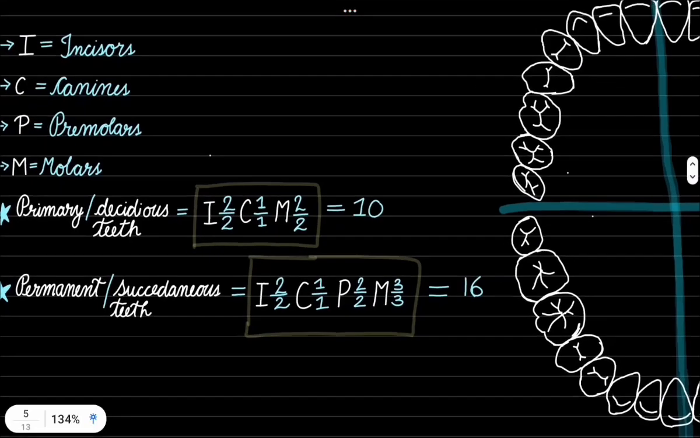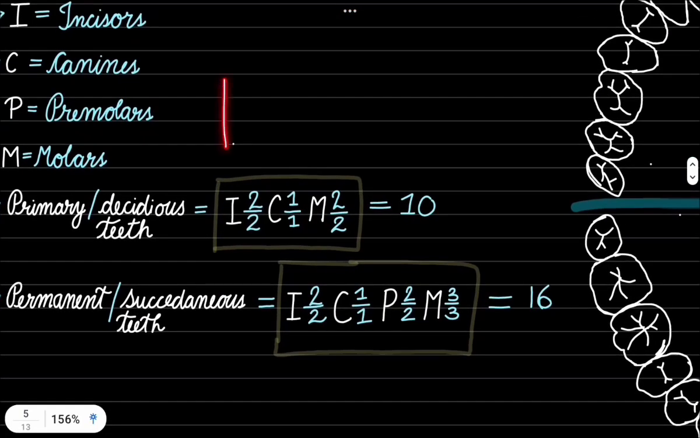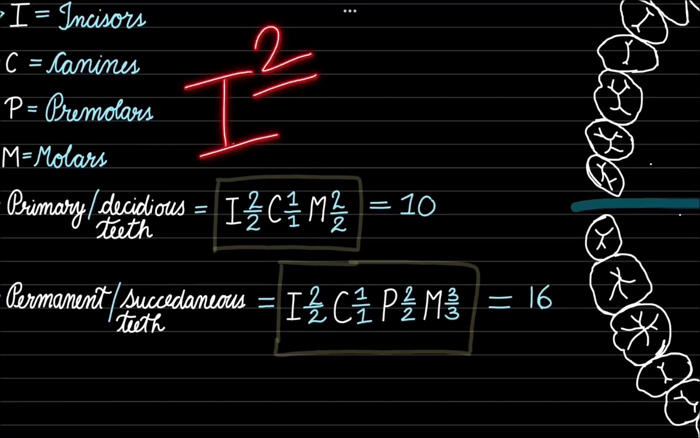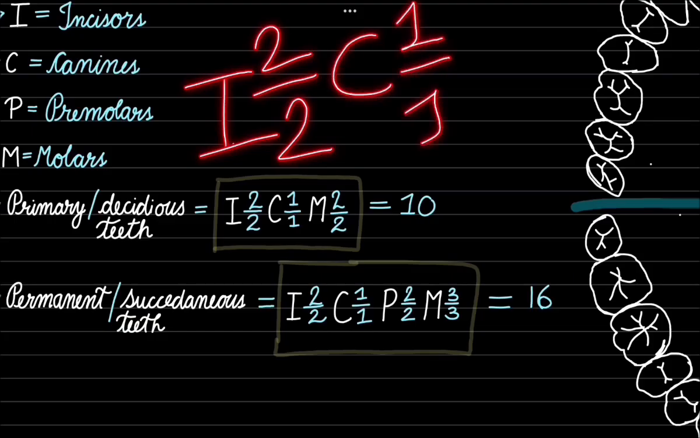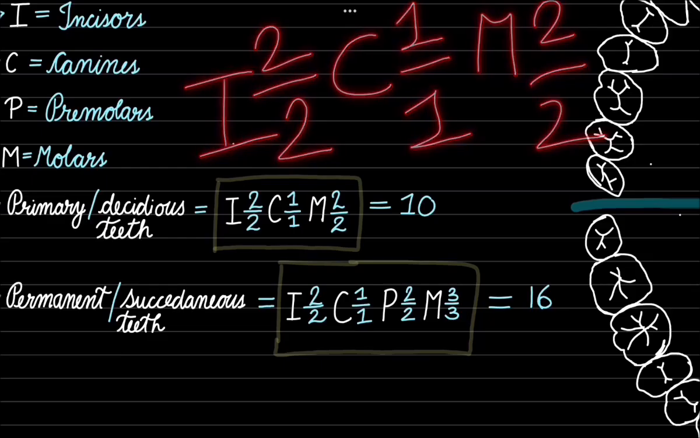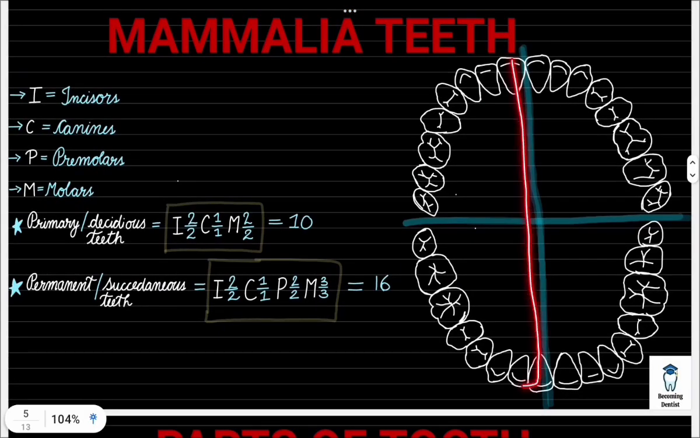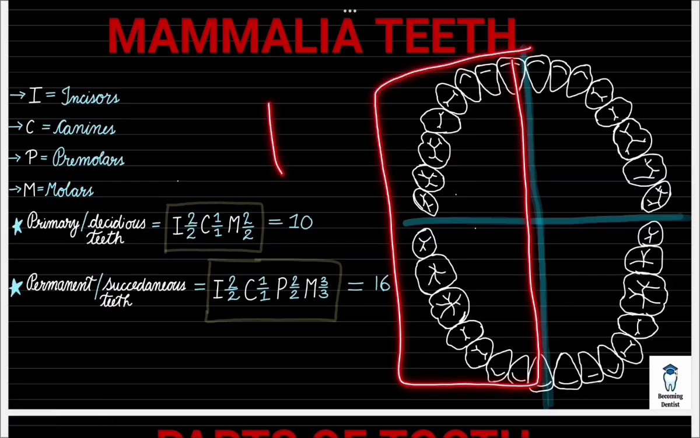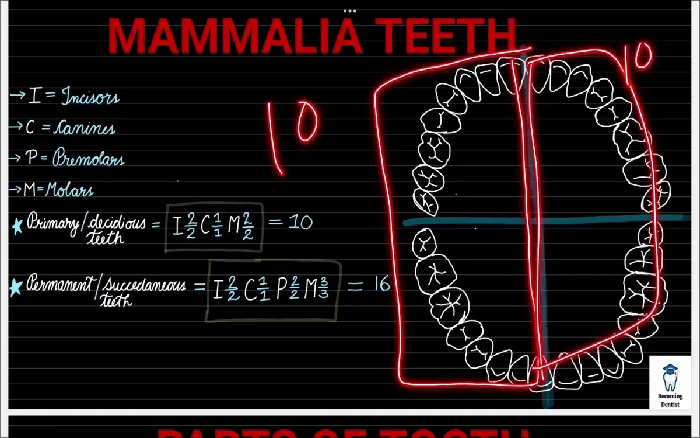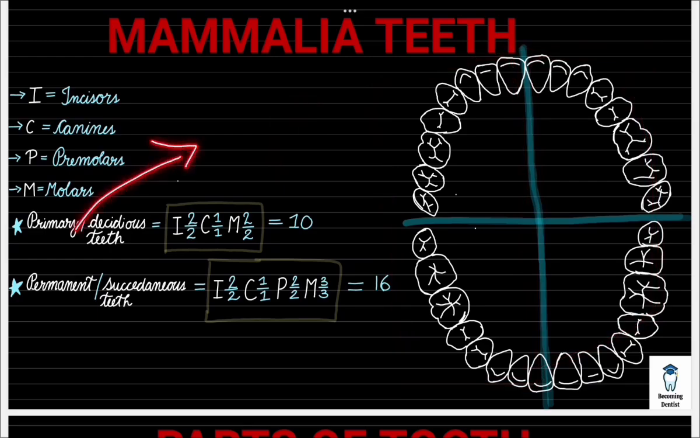So the final formula will be incisors, maxillary 2, mandibular 2, canine, maxillary 1 by mandibular 1 and molar, maxillary 2 and mandibular 2, giving us a total of 10 teeth on the right side. So if there are 10 teeth on the right side, there will be 10 teeth on the left side as well. So the total number of teeth in primary dentition will be 20.